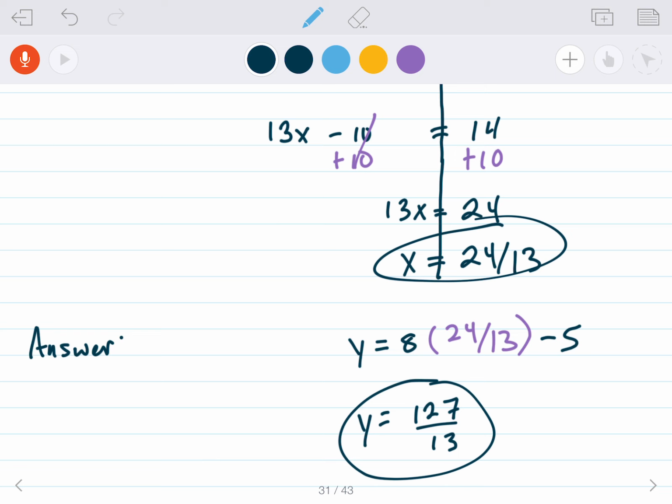So if I wanted to write my answer as an ordered pair, I could say x is 24 over 13, and y is 127 over 13.